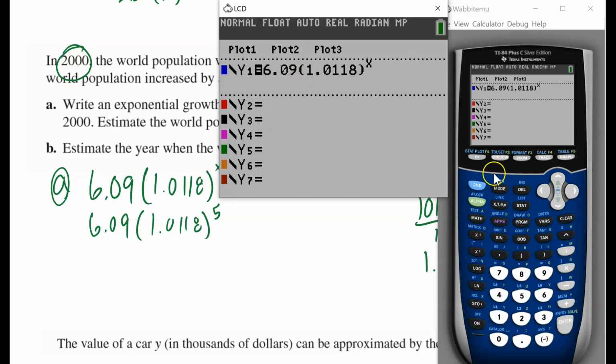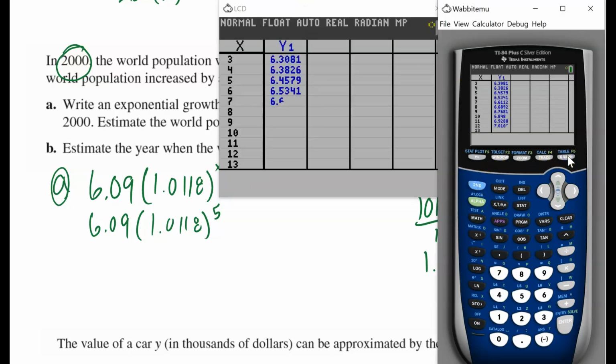So if we hit second graph, then you see we already have some data in this table, and we want to look at 5 years. And so we would not want to look at 2005 because we understand our data is starting in 2000. So that tells us that 6.4579 billion. So I would say just 6.46.